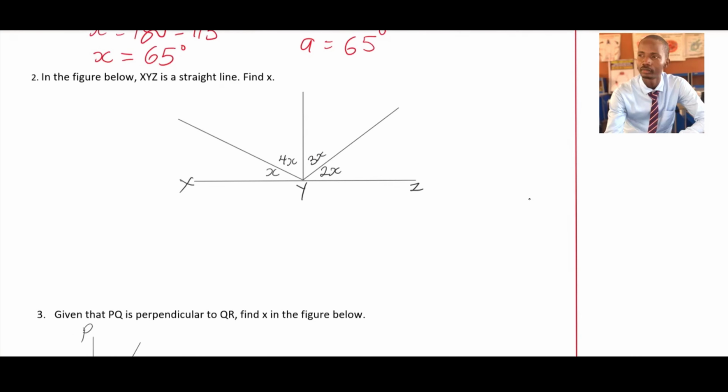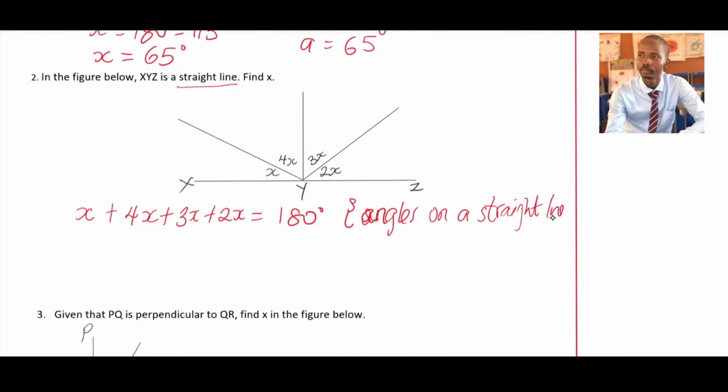Now, this is straightforward. What concept do you think we are using here? We have been told that X, Y, Z is a straight line. So if X, Y, Z is a straight line, now we have angles on a straight line. So we know that the sum of angles on a straight line equals 180 degrees. So we can say that the angles we have, x plus 4x plus 3x plus 2x, is equal to 180 degrees. That's angles on a straight line.